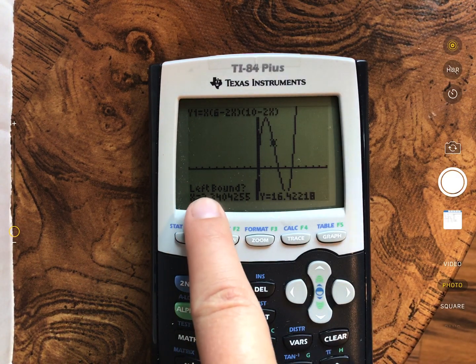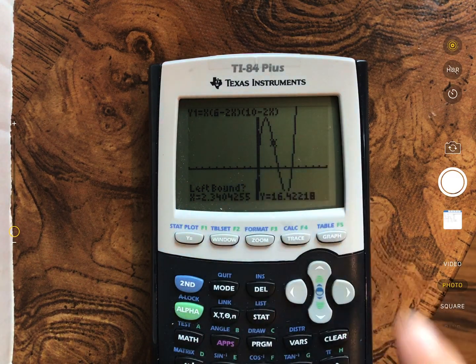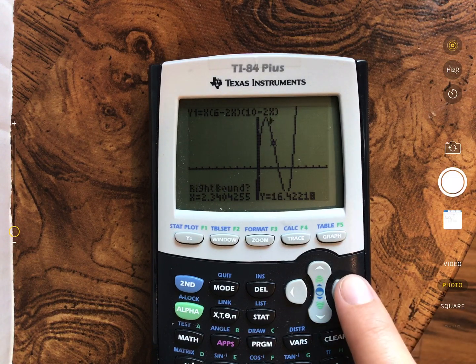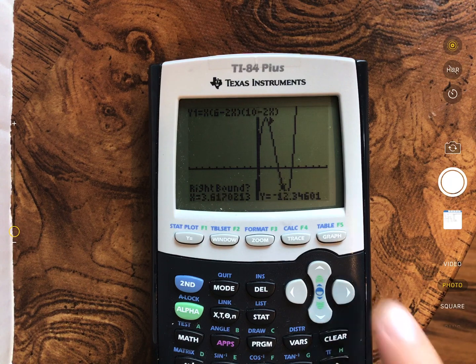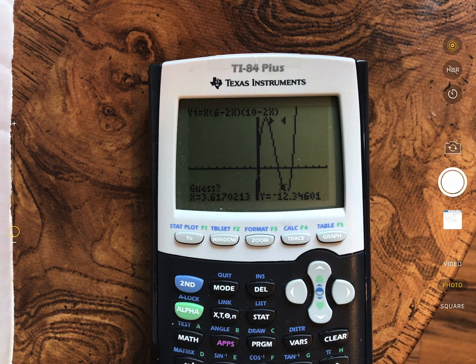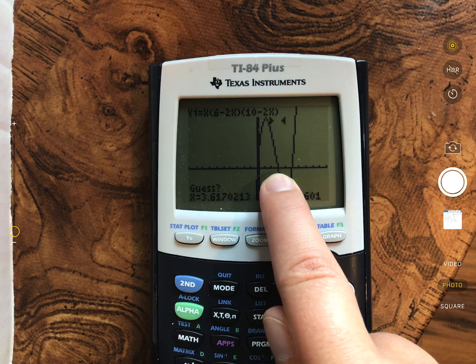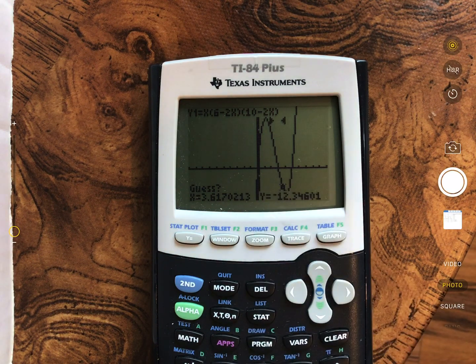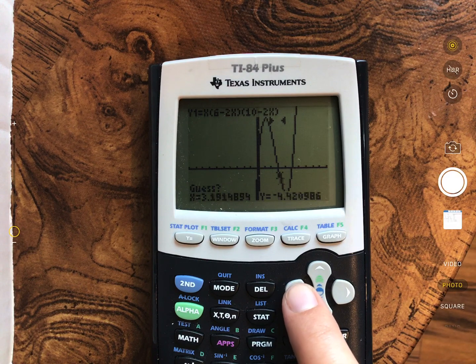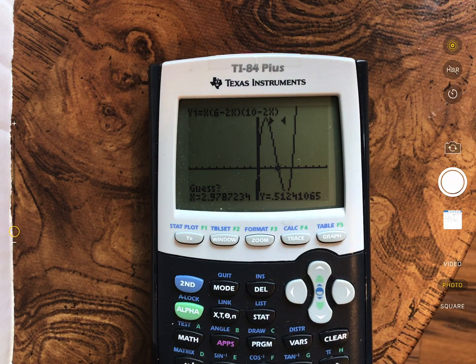It's asking me for my left bound, so I am to the left of it. I'm going to hit enter. Now it asks for my right bound, so I'm going to make sure I move to the right of it. Notice these two arrows are saying that my calculator is going to look for the 0 between those two spots, so that's good. And then my guess, I need to go put it where I think my 0 is.